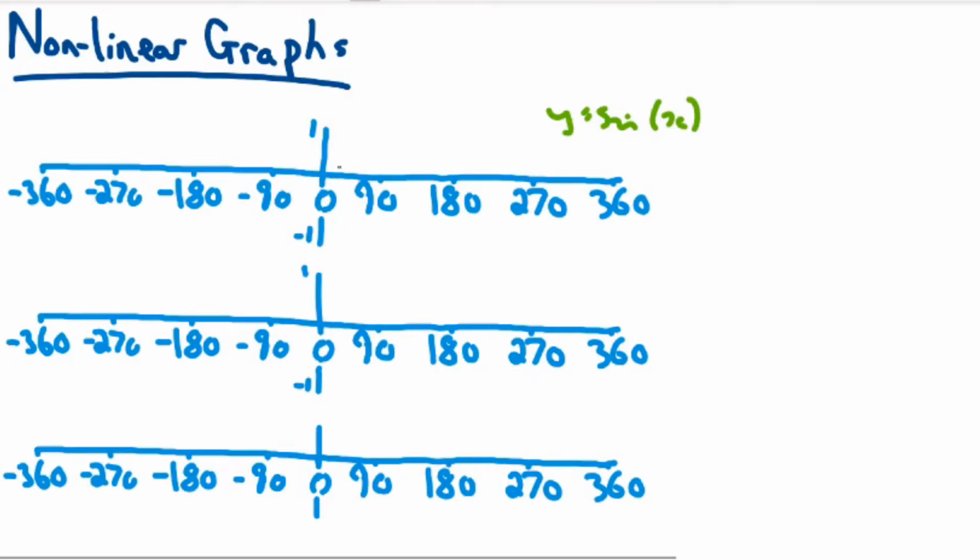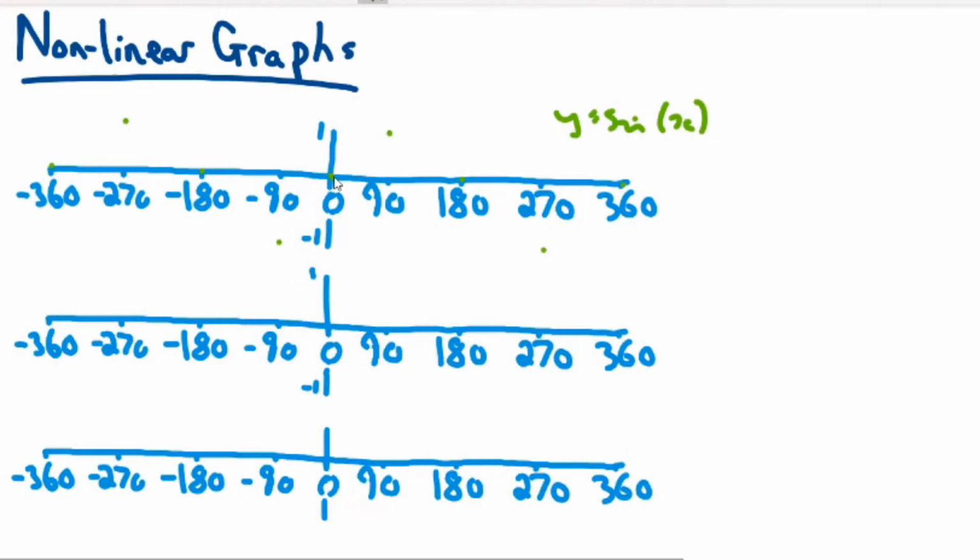So for the sine graph, we're going to start at 0, 0. And then we're going to go up to 1 at 90, back down to 0 at 180, down to minus 1 at 270, and then back up to 0 at 360. This then goes the other way in the negative, so at minus 90 will be at minus 1, minus 180 is 0, minus 270 is 1, and again, minus 360 is 0.